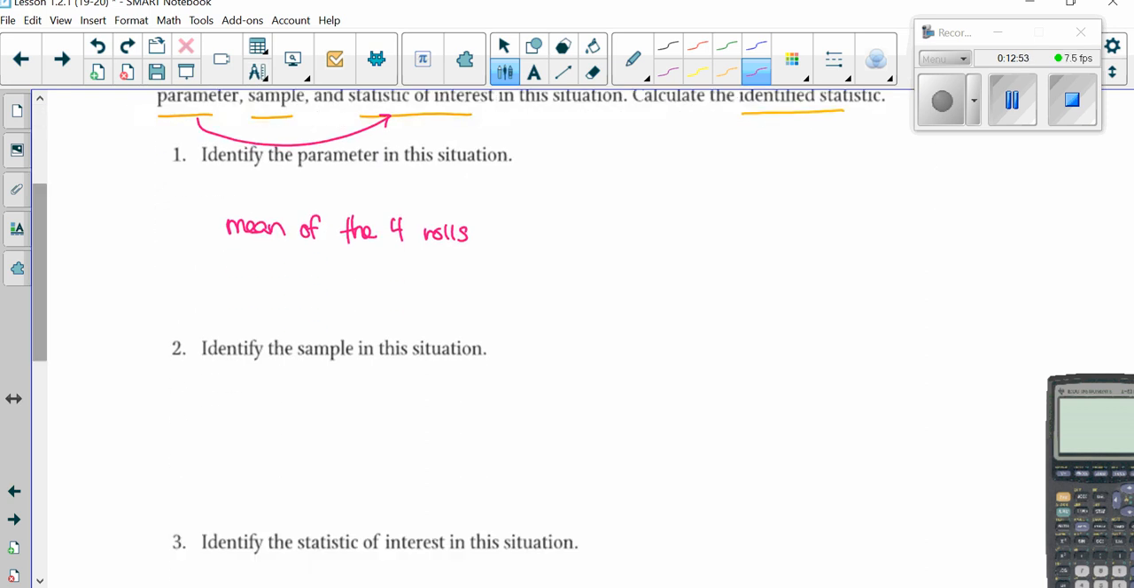The sample in this situation is the four rolls. The population, it doesn't ask us for this, but the population would just be all possible rolls. The idea of what the population is, it's everything, but you're obviously not going to continue rolling a die forever. So the sample is just if I rolled it four times or eight times or 27 times. But the population is the bigger picture. It's all of the possible rolls.